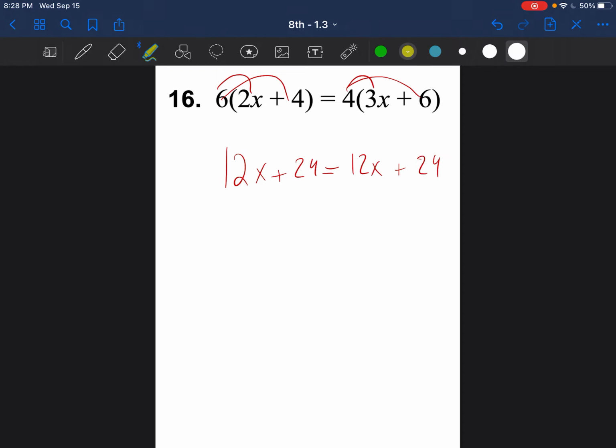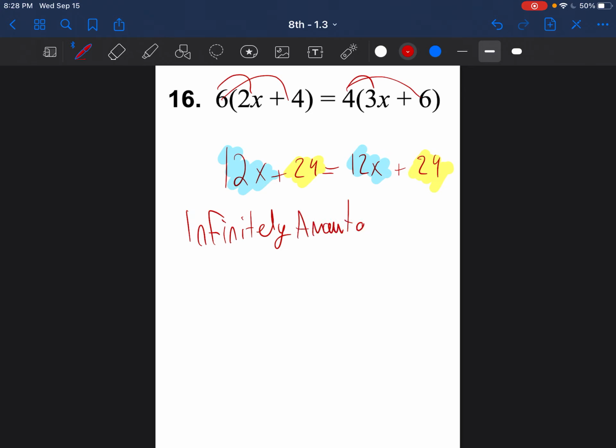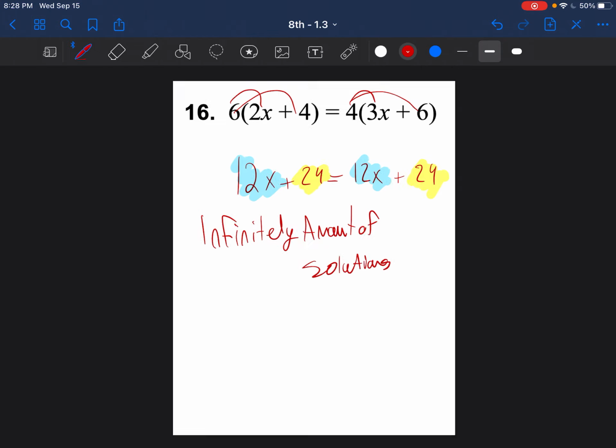What do you guys notice already? 24 is equal to 24, and 12x is equal to 12x. Honestly, there's nothing left to do. So you should already know your answer, that there is an infinite amount of solutions. All right, let's try the next one.